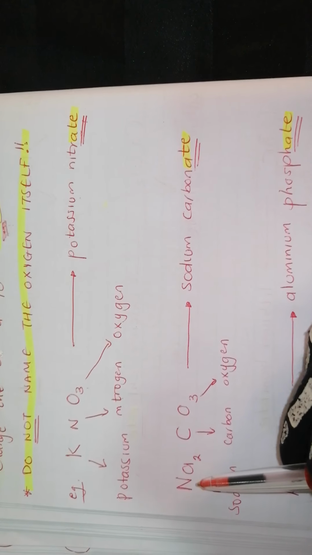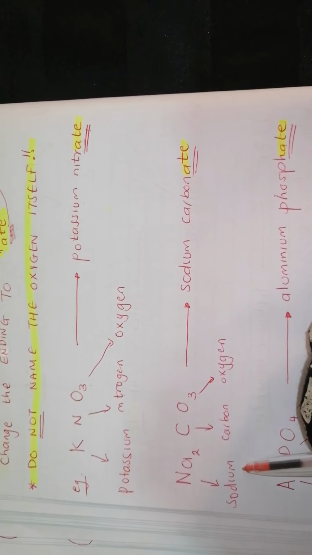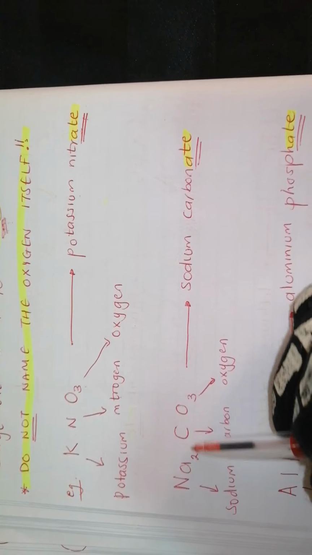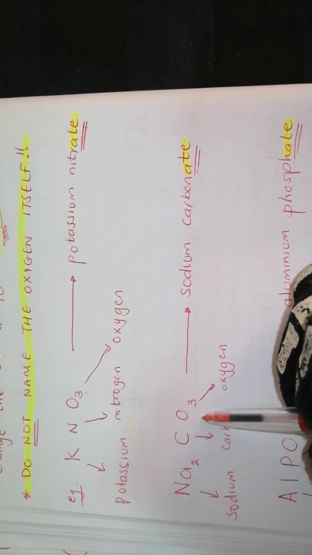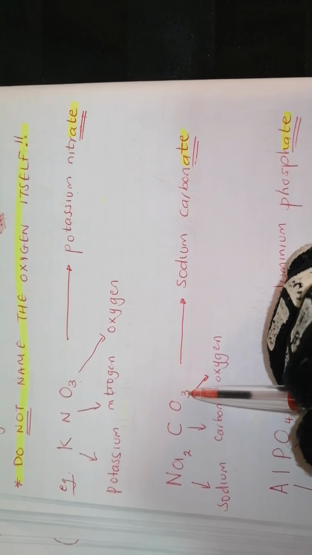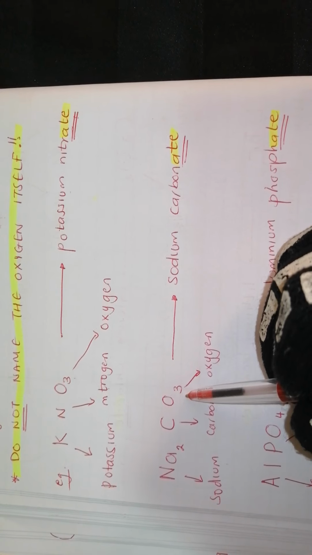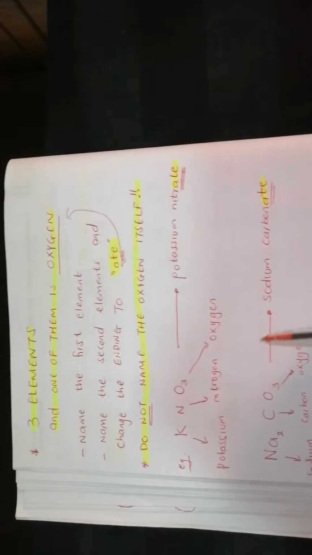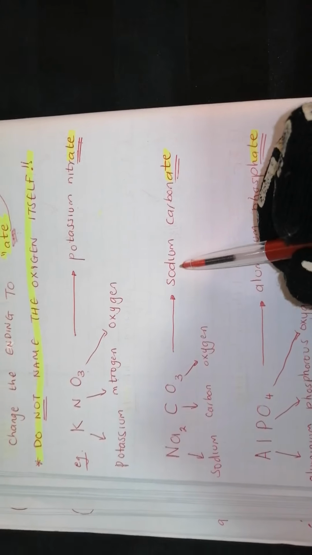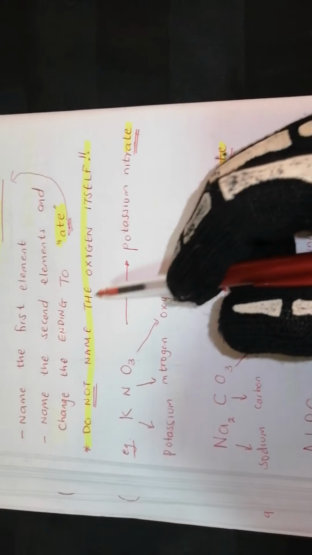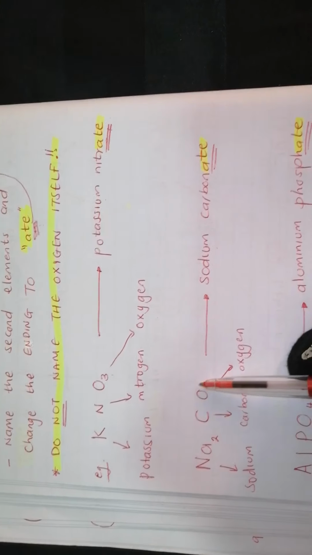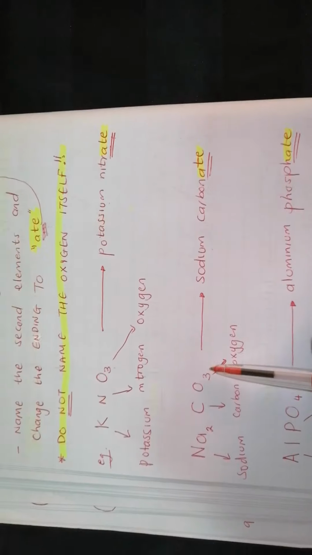Right, let's look at this compound. So you have Na, which is sodium, you have carbon, and you have oxygen. Now there are 3 elements in here: 1, 2, 3, and one of them is oxygen, and most of the time the oxygen will be written last. So you'll see there's oxygen here, which means this has to end in "ate." So again, the steps we're going to follow are the same. You're first going to name the first element, and here the first element is sodium, so you're going to write down sodium. Then you're going to name the second element, and you're going to end it in "ate," and again we're not going to name oxygen anywhere in this compound.